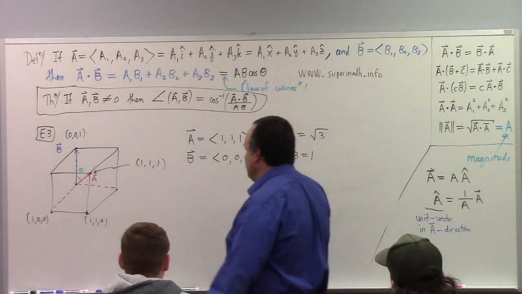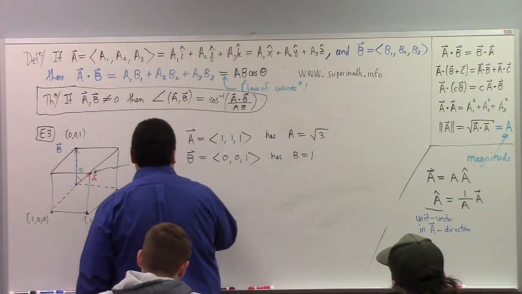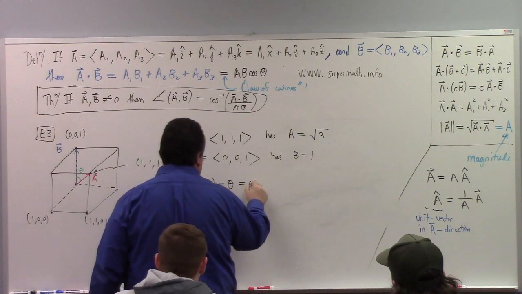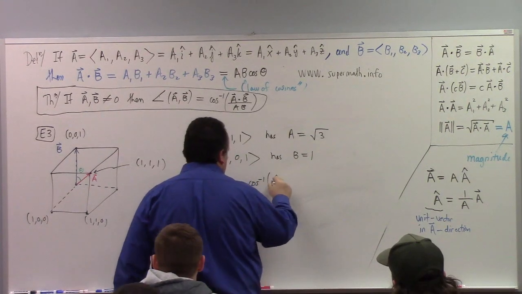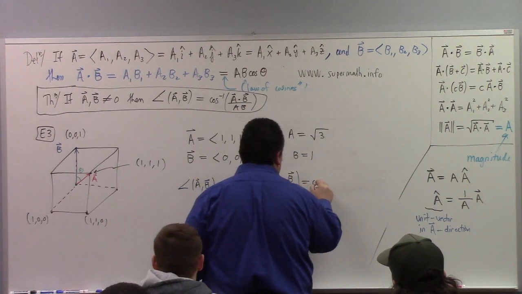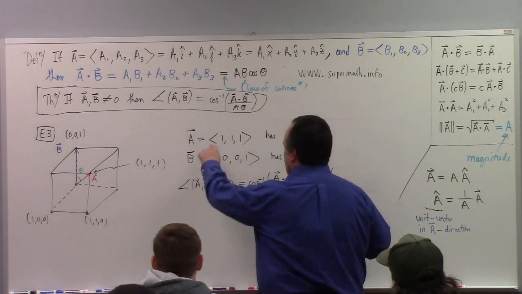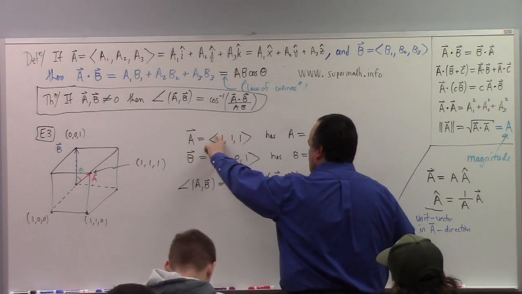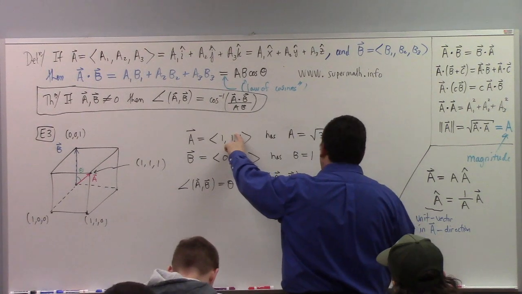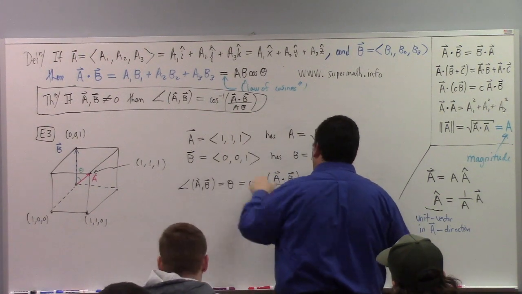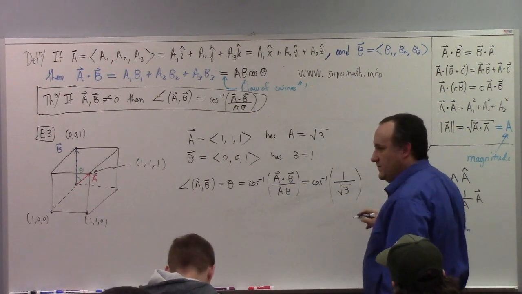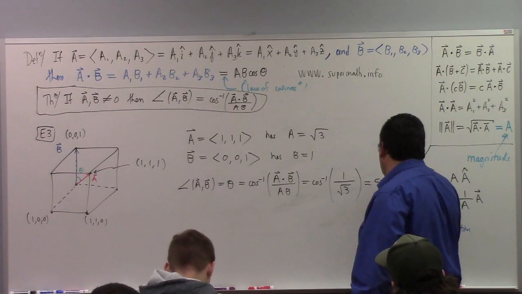So what's the angle between A and B? The angle between A and B, which I've called theta, would be the inverse cosine of A dot B over AB. Now, I forgot to calculate A dot B. What is that? What happens when we take the dot product of A and B? 1 times 0 plus 1 times 0 plus 1 times 1. So the dot product of A and B is 1. And AB is square root of 3. The inverse cosine of 1 over square root of 3 is about 54.73 degrees.